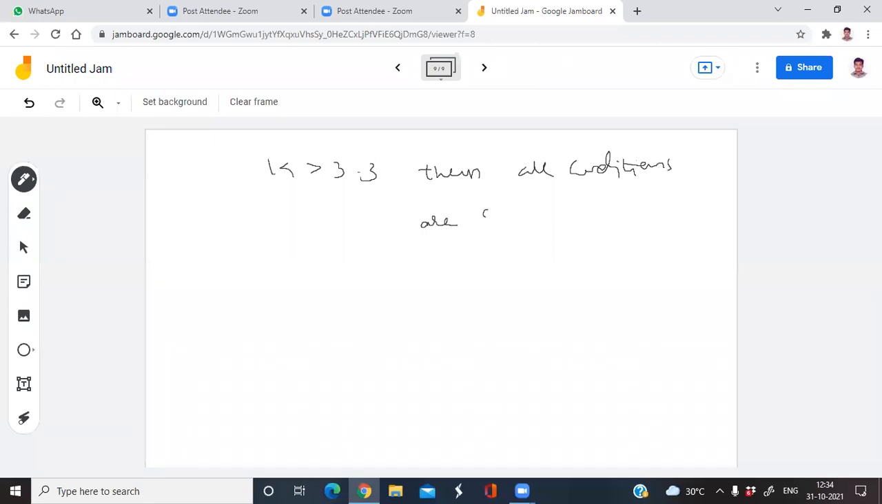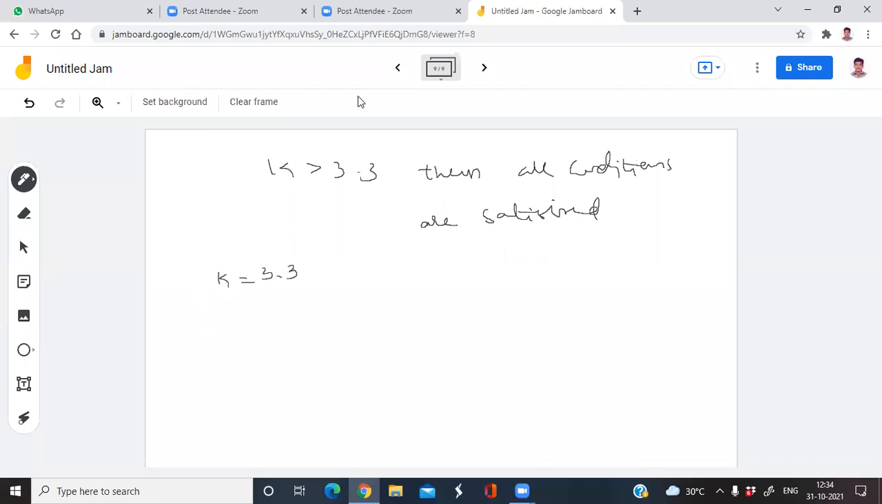Then all conditions are satisfied. We got the point, right? Whenever k is greater than 3.3, then only all conditions are satisfied. Now the question is, I want to find the frequency of oscillations. So I want to consider k is equal to 3.3.